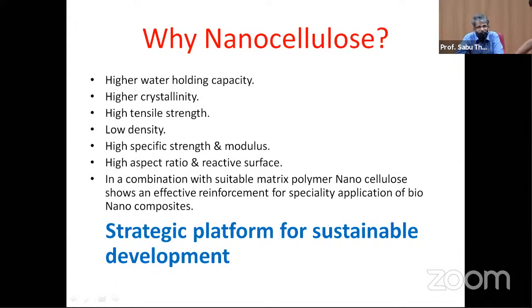High strength, low density, high aspect ratio. So these materials are fascinating. Next slide.